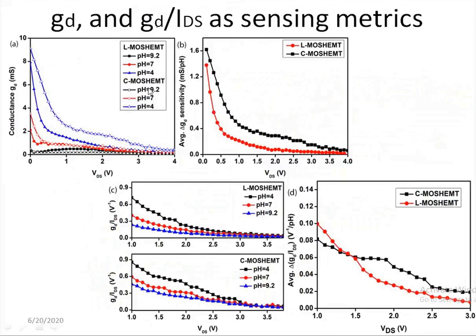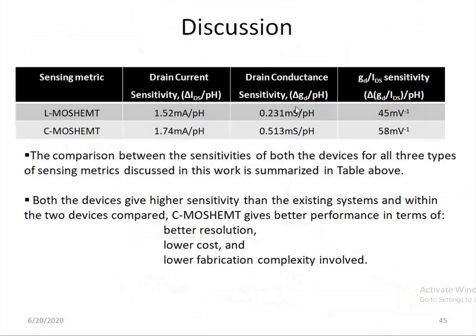These are again some characteristics of the circular HEMT. We can get higher conductance as well as a higher conductance to current ratio from the sensing point of view, even when the normal characteristics of circular HEMTs are poorer compared to the linear HEMT. So if someone is focusing on sensing applications, using a circular HEMT can give better results compared to a linear device. These are the results from those devices. We are getting high sensitivities.